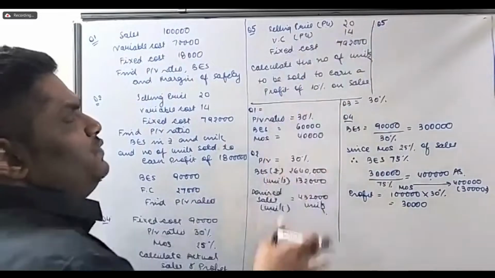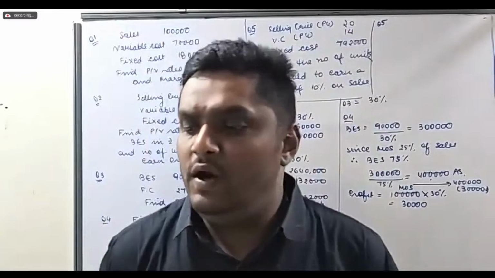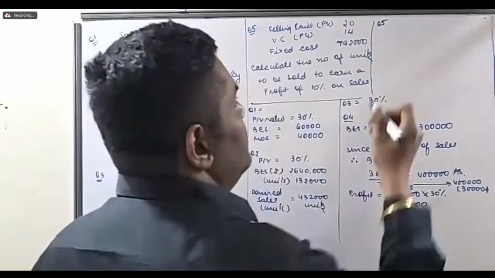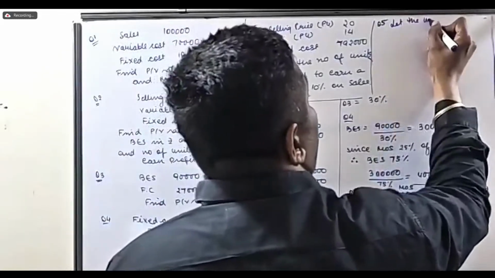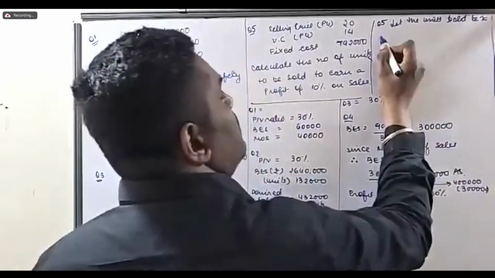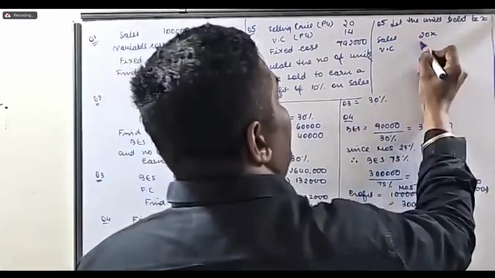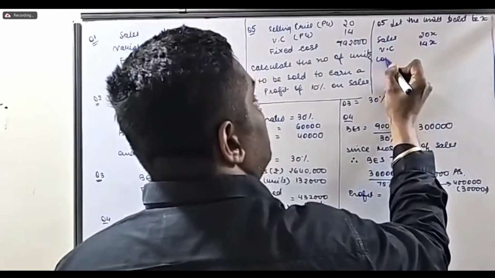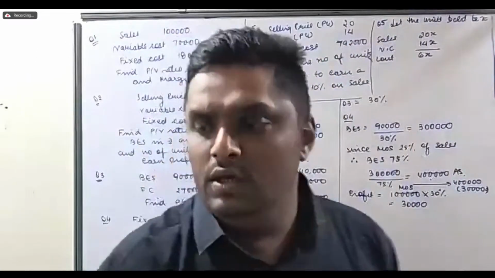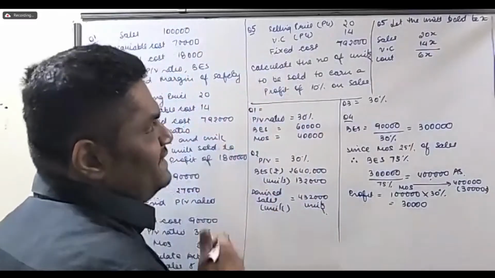Now see, selling price is 20, variable cost is 14, fixed cost is 792. You are required to calculate the number of units to be sold to earn a profit of 10% on sales. So let the units sold be X. Therefore, my sales will be 20X, my variable cost will be 14X, my contribution will be 6X. See, 20 is the price and units are X.